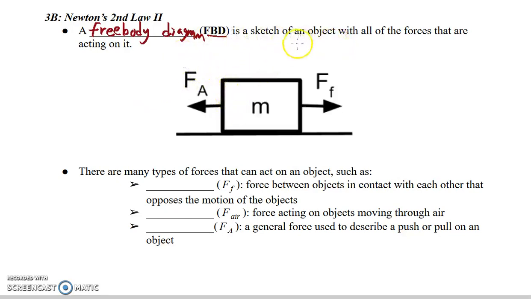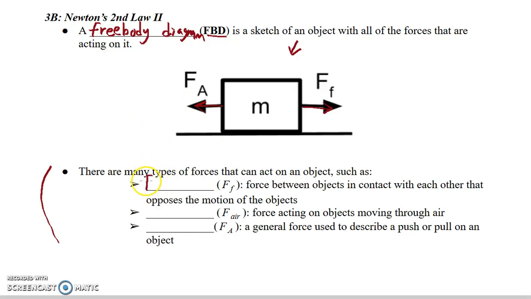So this is a free body diagram right here, actually. And if you look at it, it's just a block, basically, and you draw all the force vectors acting on it. In this case there are two forces. There's one this way, and there's another one this way. So we're going to look at some of the common types of forces you might see that would be drawn on a free body diagram.